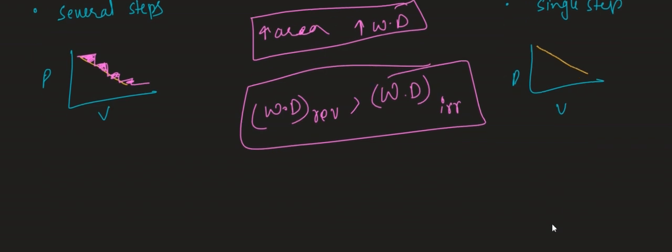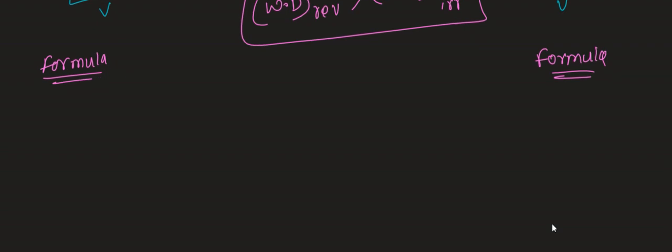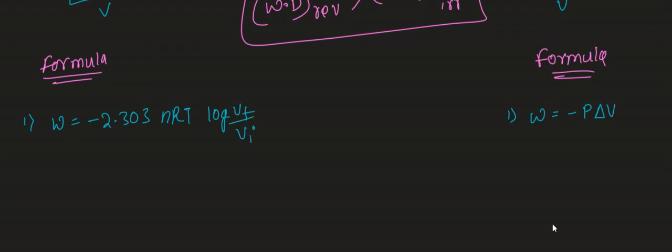Moving to the next one, formulas. Let us write down the formula for reversible work done and for irreversible work done. For irreversible work done, there is one and only one formula, and that formula is W = -PΔV. Whereas for reversible, the first formula can be given as W = -2.303 nRT log(V final / V initial), that is final volume divided by initial volume.